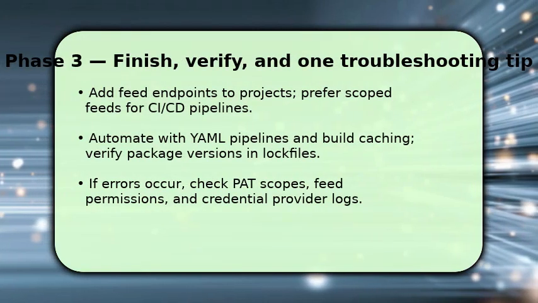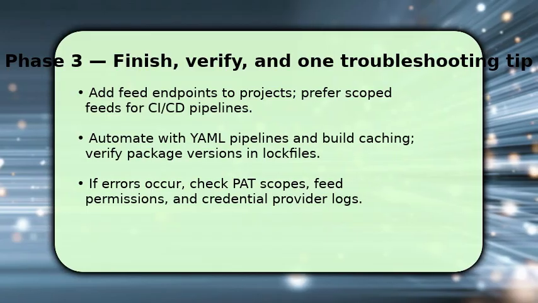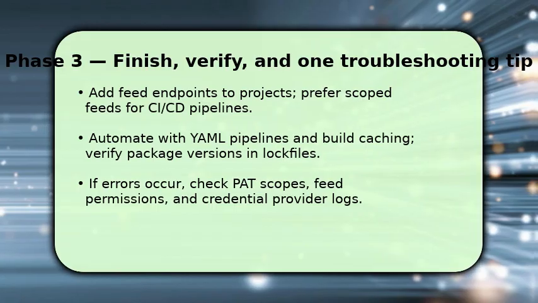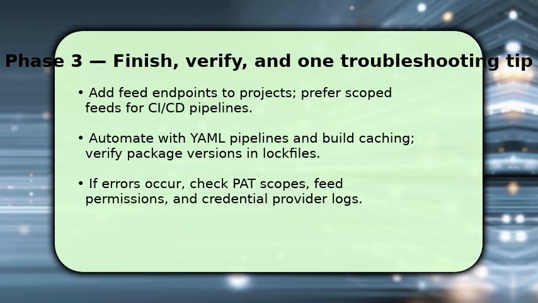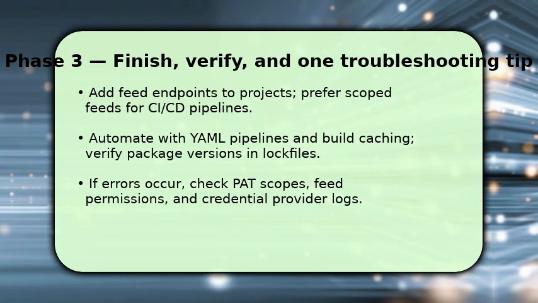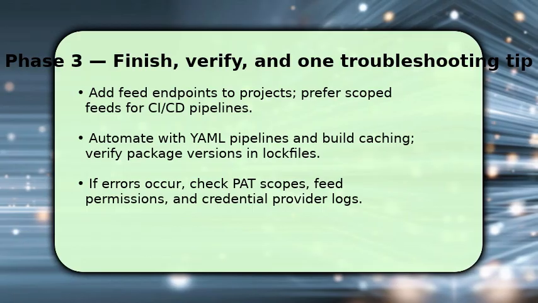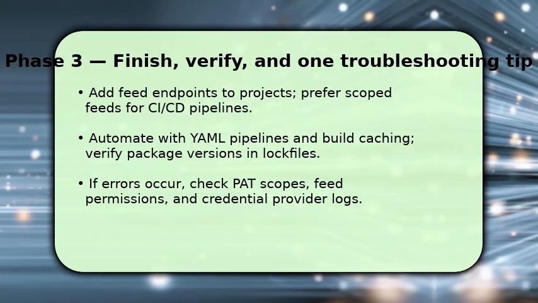Finish by consuming and automating. Add the feed endpoint to your project and prefer scoped feeds for CI/CD to limit access. Then automate publishing and consuming with YAML pipelines, enabling build caching to speed restores. Make sure lock files reference exact package versions so builds are reproducible.